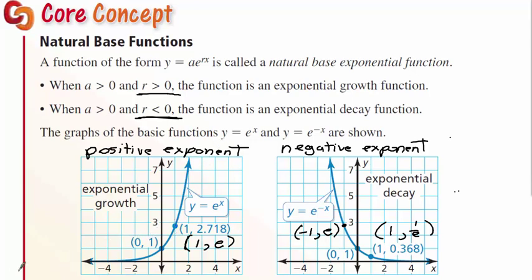Graph looks like exponential growth. When we have a negative exponent, what happens is we make it a fraction. So this point right here becomes 1 over e. All of the rules for exponents apply. And this is how we get growth versus decay. We're now looking at the exponent. If the exponent is positive, growth. If the exponent is negative, decay.